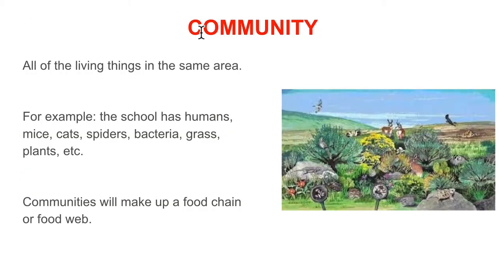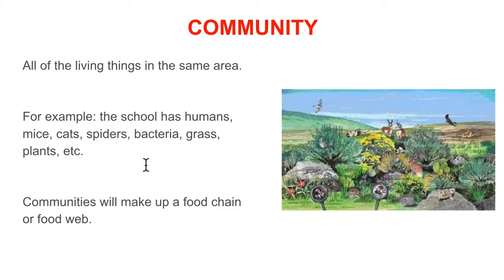Our next word is community. So community are all of the living things in a certain area. So in this picture here, you see we have trees, and we have lizards and birds and some sort of antelope, maybe a horned frog, grass. So all these living things, when they come together in a certain area, that is called a community.